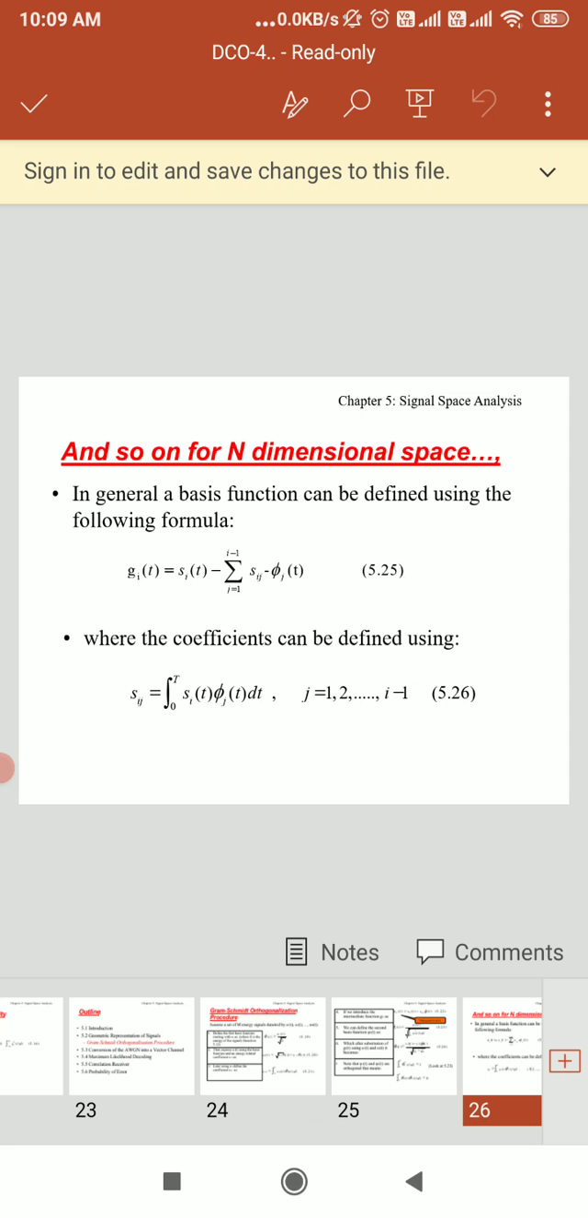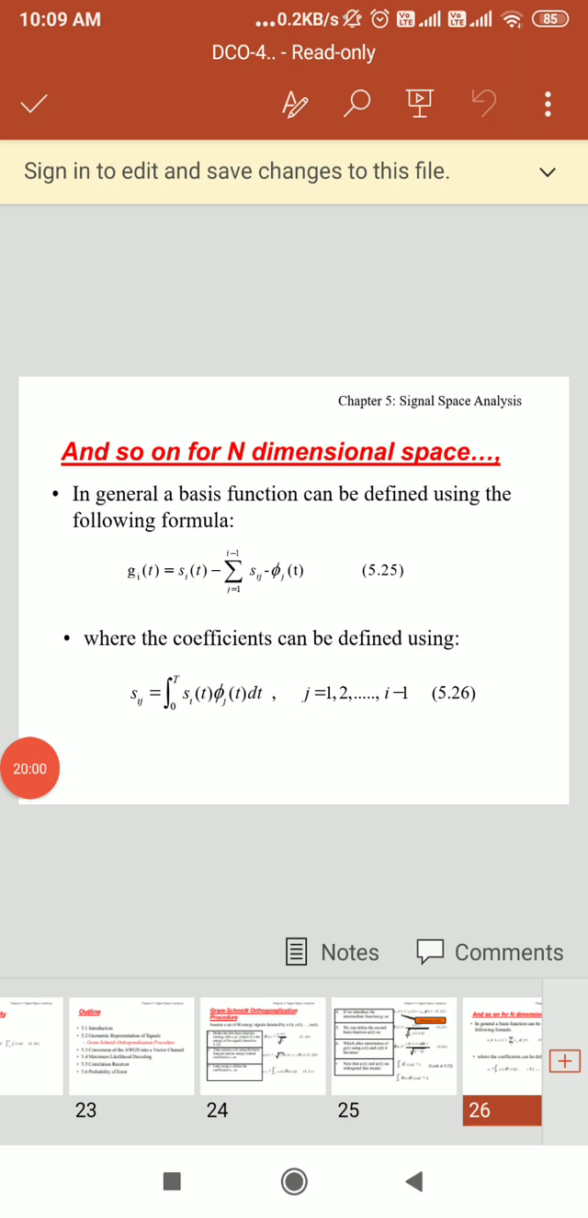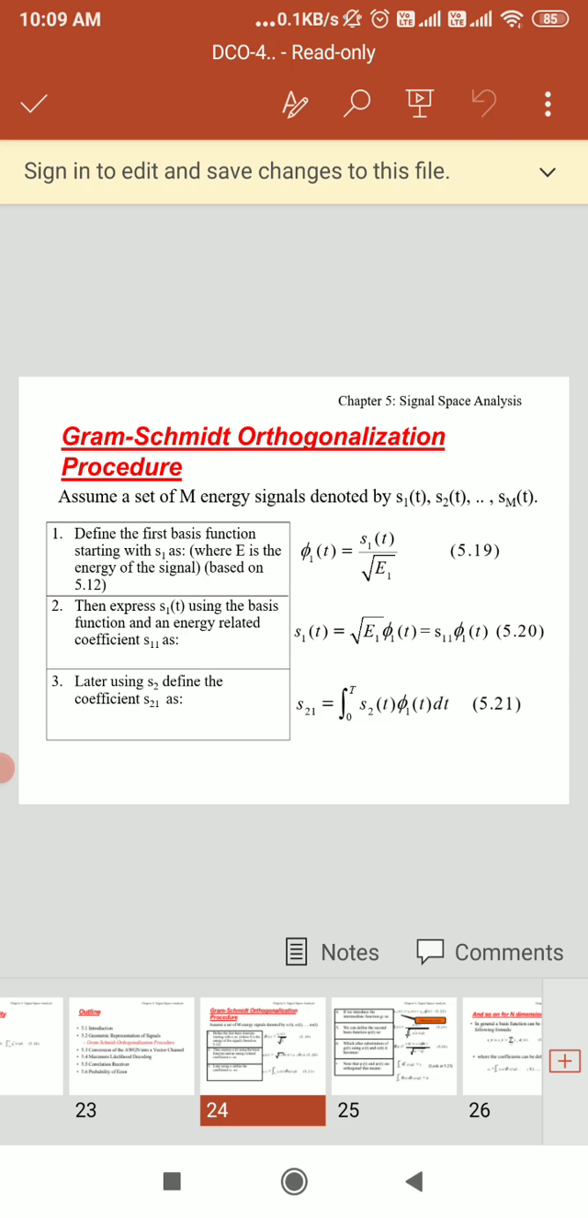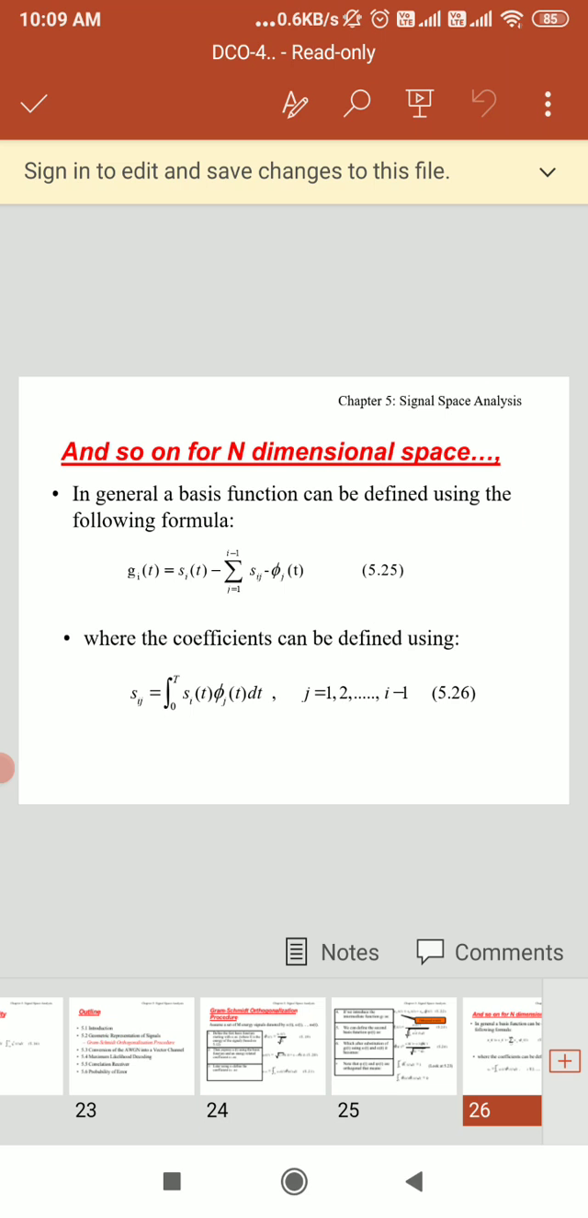So here we have discussed Gram-Schmidt orthogonalization. In the next class, we will see it for n-dimensional space. Here we have seen only the two-dimensional case. We are taking m energy signals and we will see the procedure, some steps, of Gram-Schmidt orthogonalization. The remainder we will see in the next class. Thank you.